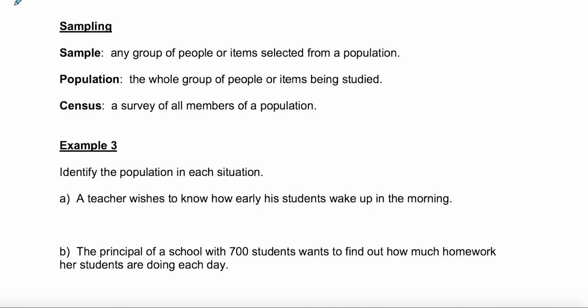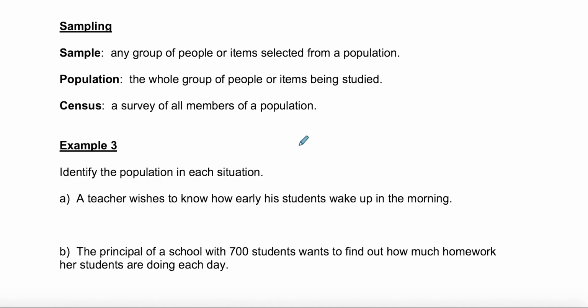Okay, we're going to talk just a little bit about sampling. So a sample is any group of people or items selected from a population, and a population is the whole group of people or items being studied. A census is a survey of all members of a population.